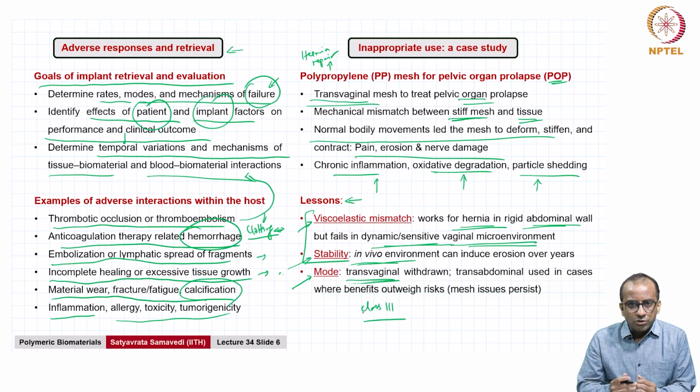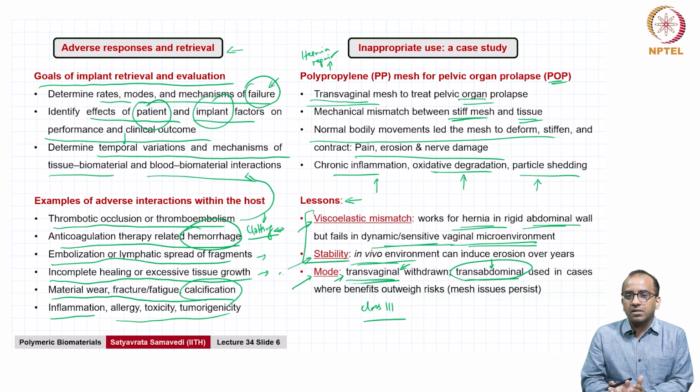And in 2019 or so, I think it was completely banned, at least in the US, by the FDA for treating pelvic organ prolapse, the transvaginal route. Transabdominal doesn't make it any better as far as the mesh itself is concerned. So, the mesh issues continue to persist, but because the risks associated with transabdominal implantation are much lesser compared to transvaginal, transabdominal is still used in cases where again the healthcare practitioner will determine that the benefits will far outweigh the risks.